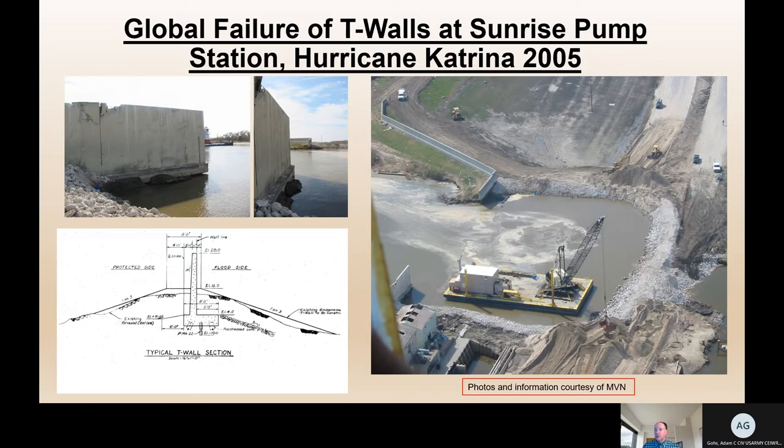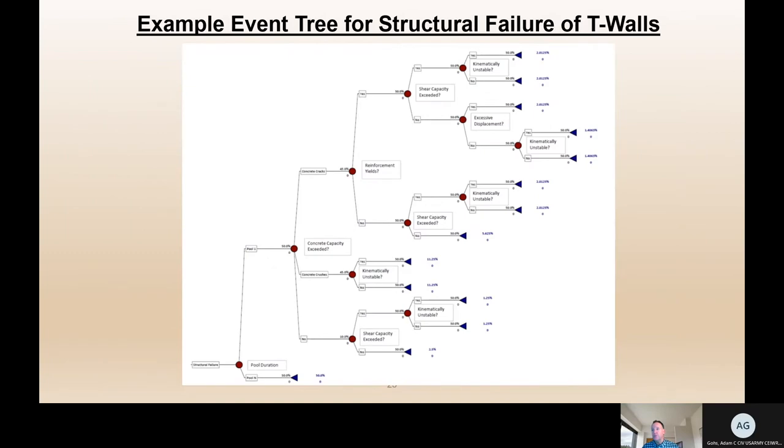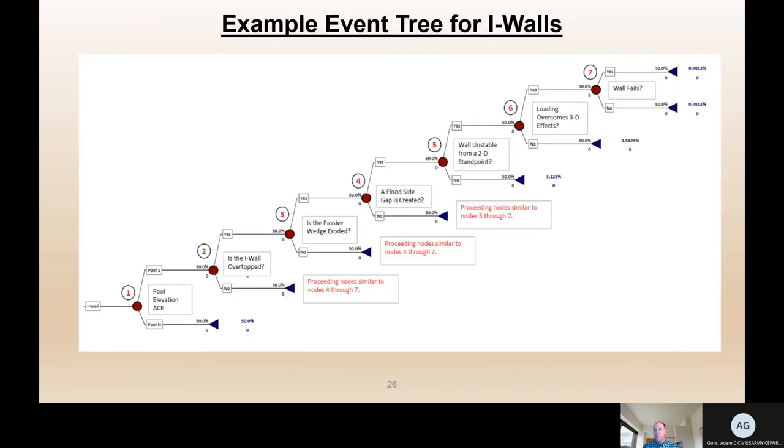So water was coming across from the land side to the riverside, in this case down in Plaquemines Parish. And here's an example of that tree for a structural failure of T-wall. So that's generally the cantilevered stem portion of the T-wall. And an event tree for I-walls.